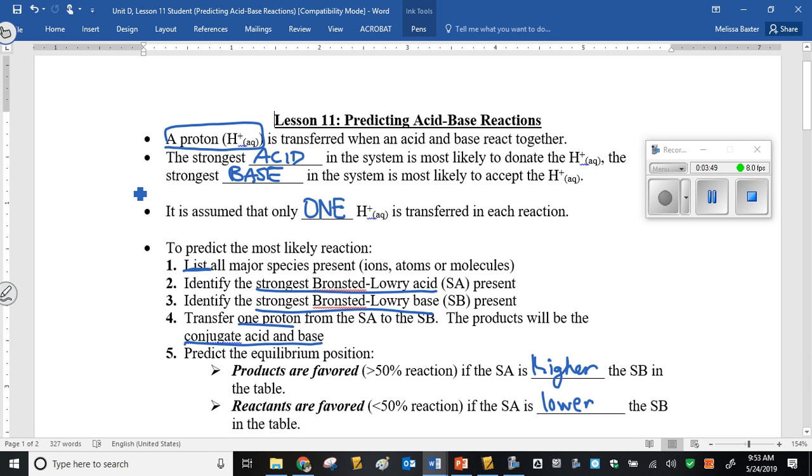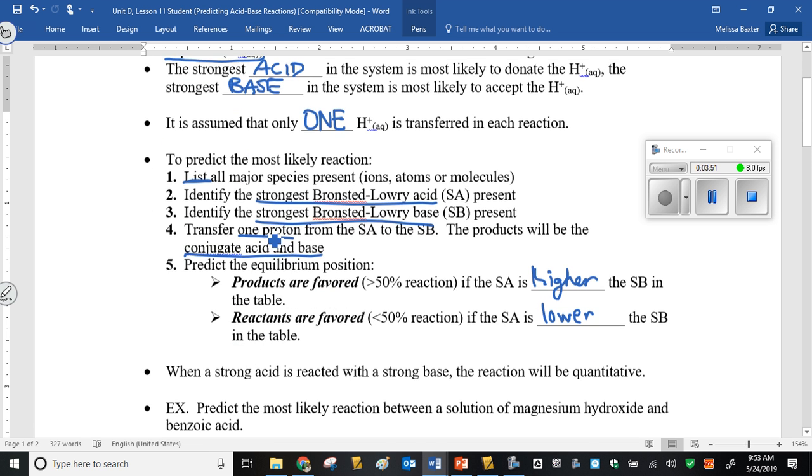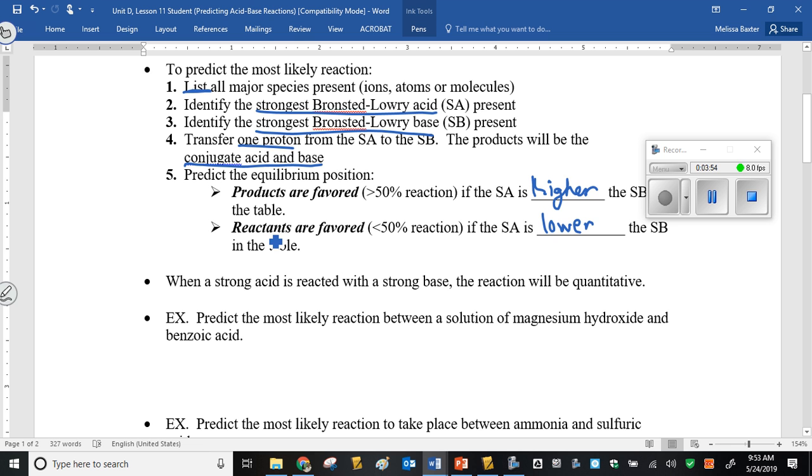Now it's possible that there isn't an equilibrium because sometimes reactions can be quantitative. A quantitative reaction means 100%. All of the reactants become products. And if that was the case, we wouldn't ask you which side is favored because there's no equilibrium. All of the reactants turn 100% into products.